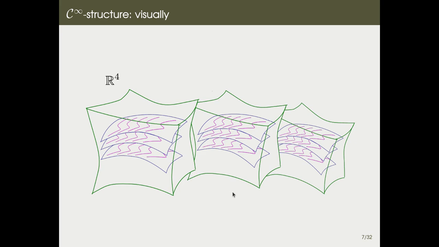Observe that what we have achieved with this C-infinity structure is a kind of organization or filtration of the space R4 into a sequence of distributions, starting with this pink distribution here, this foliation here, and ending with the complete space R4.